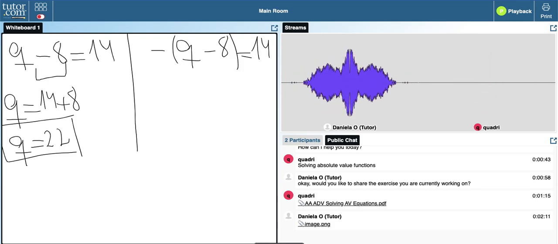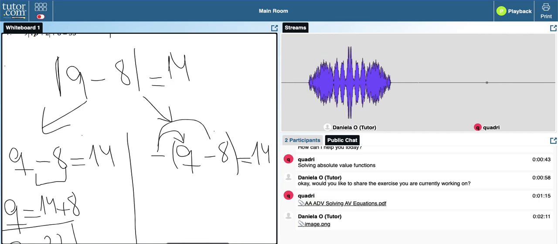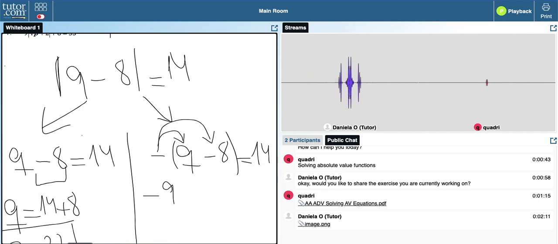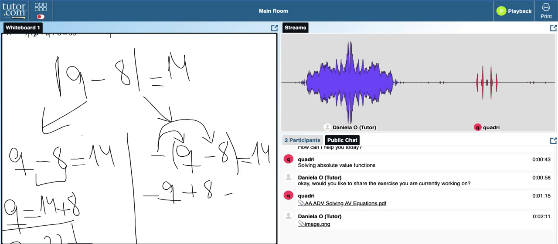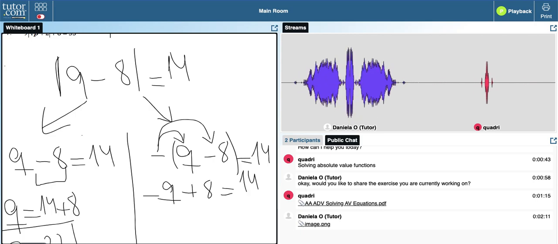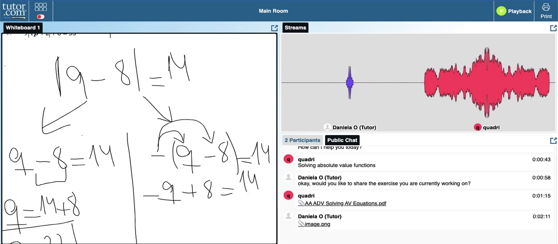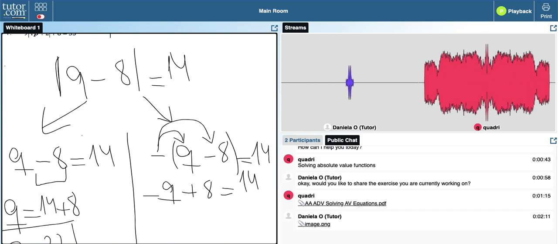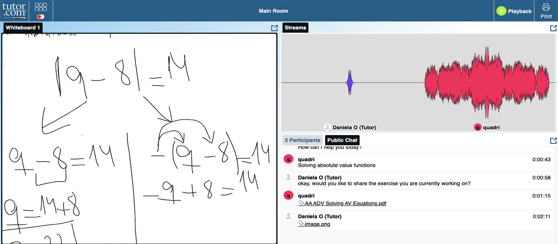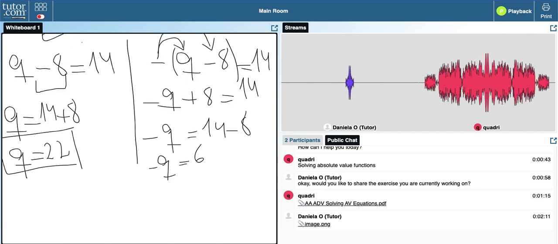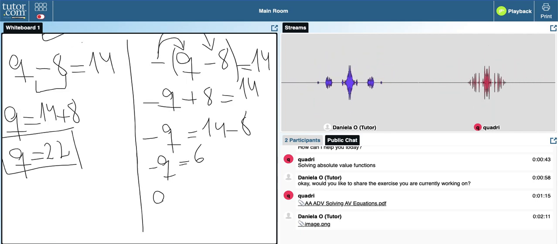Let's see the other one. First we do the distributive property. So we're going to have minus q plus 8 equals 14. Okay, and then do we subtract? Because the first one we added, this one we're going to subtract, I'm pretty sure. Is that what we said? Yeah, minus 6.